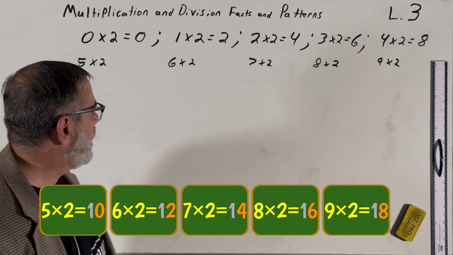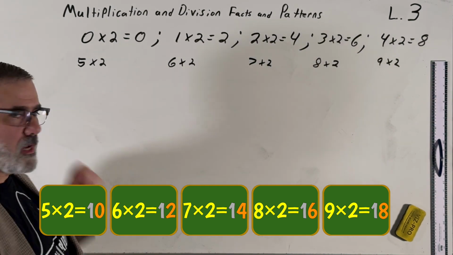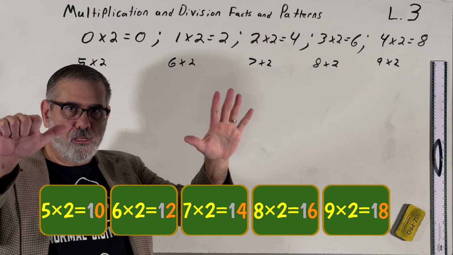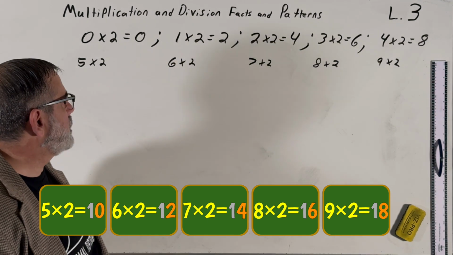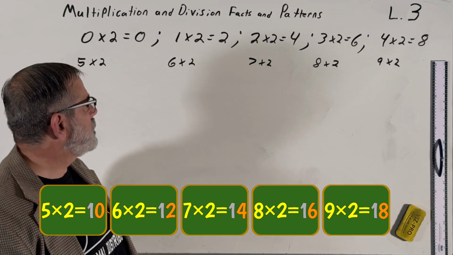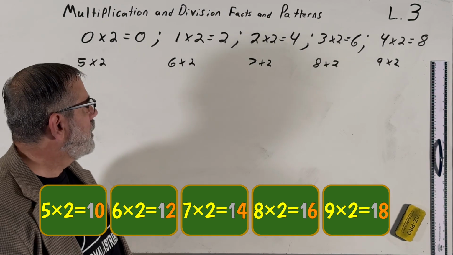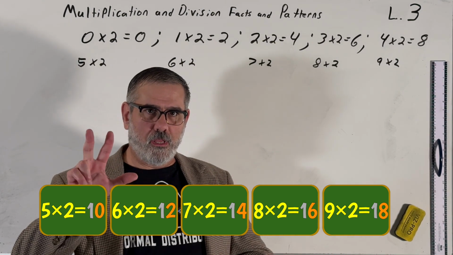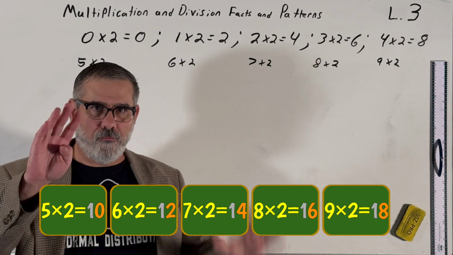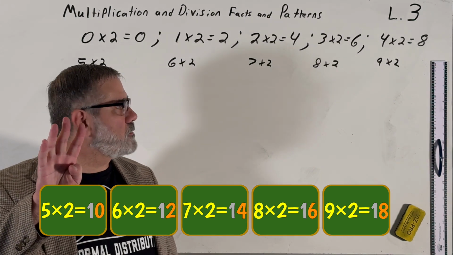And the way that you can think about it is that the 5's conjugate of 5 is 0, and 0 times 2 is 0. The 5's conjugate of 6 is 1, and 1 times 2 is 2. The 5's conjugate of 7 is 2, and 2 times 2 is 4. The 5's conjugate of 8 is 3, and 3 times 2 is 6. And the 5's conjugate of 9 is 4, and 4 times 2 is 8.